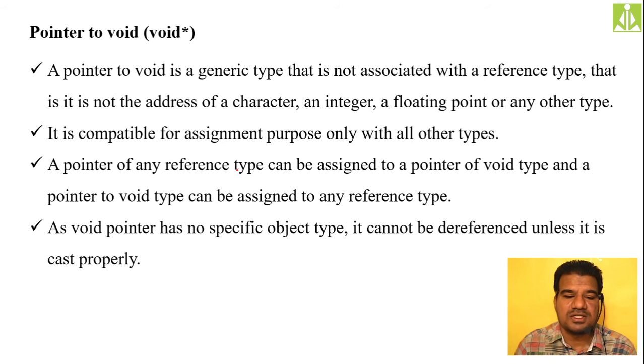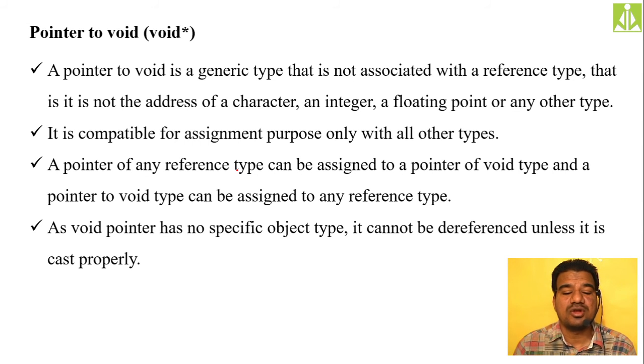So if you read the first statement, a pointer to void is a generic type that is not associated with a reference type. That is, it is not the address of a character, an integer, a floating point, or any other type. So it is not at all going to be type specific. It is compatible for assignment purpose only with all other types. So where exactly we can use it, we can use it for assignment purpose. When you do the program, you will understand that one.